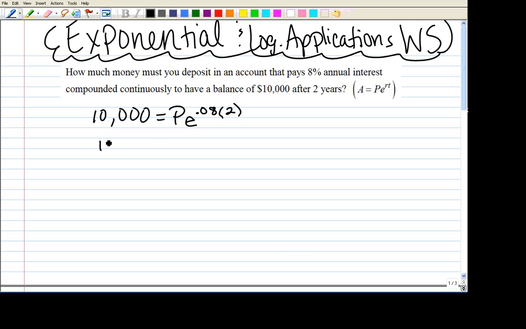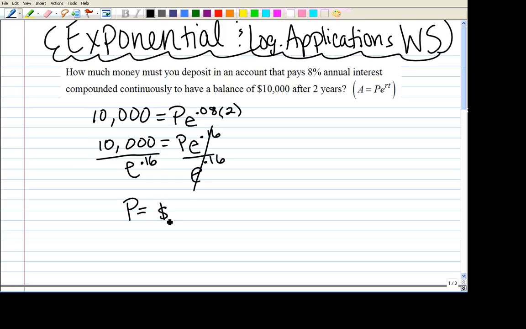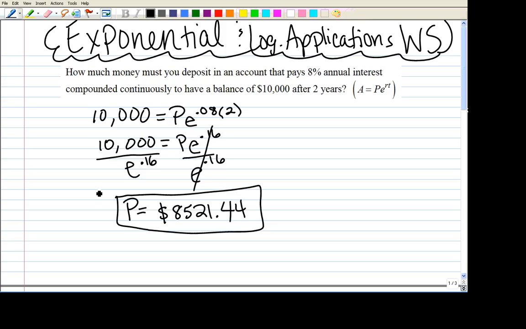So we have 10,000 equals P times e to the 0.16. And then to solve for P, we'll divide both sides by e to the 0.16. And that will give us that the amount we should have initially invested would be $8,521.44. Problem 1, done. Let's move on to the next one.